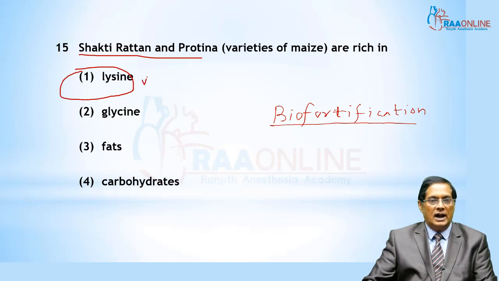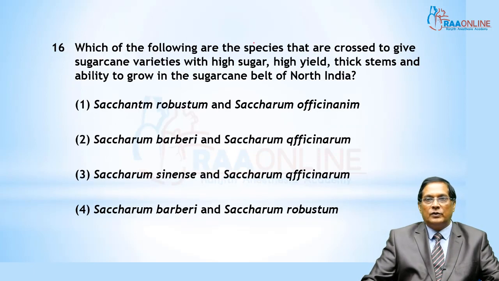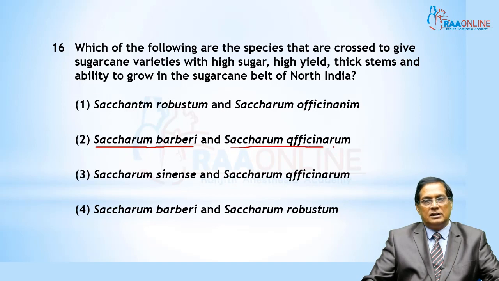They are rich in lysine. And which of the following species are crossed? Saccharum barberi is North Indian sugarcane, and Saccharum officinarum is South Indian, and this is a better variety. Spelling should be Saccharum officinarum, with an O. So Saccharum barberi and Saccharum officinarum.